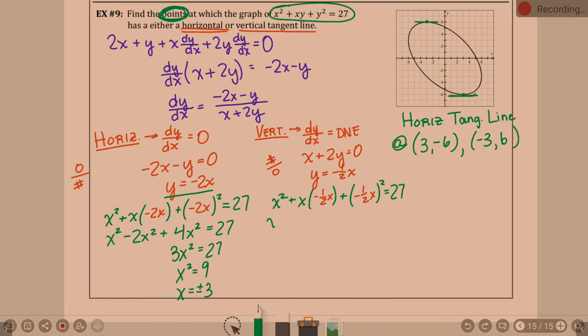x squared, x times negative 1/2 x is going to be minus 1/2 x squared, plus negative 1/2 x quantity squared. It's going to be x squared over 4. I wrote it as 1/4 x squared, so yes. Now, 1 minus 1/2 plus 1/4. That's where I'm at. So I'm at 3/4 x squared. 3x squared over 4. Yep.